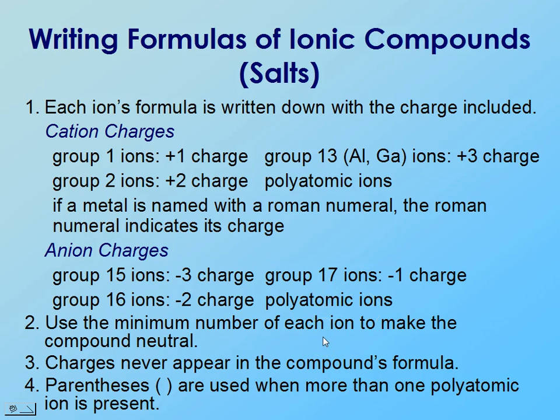You always want to use the fewest of each ion that you need to make a neutral compound. You never want to have your charges show up in the final formula. Every formula should be completely neutral. You just want to show how many of each ion you need to make that neutral formula. And then we use parentheses if we have more than one of a polyatomic ion needed.